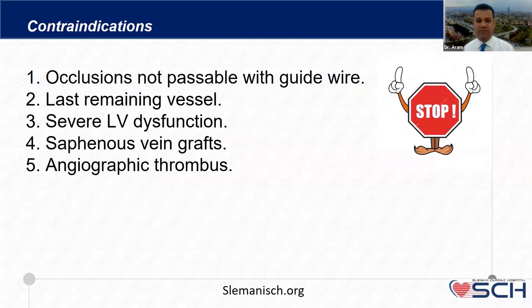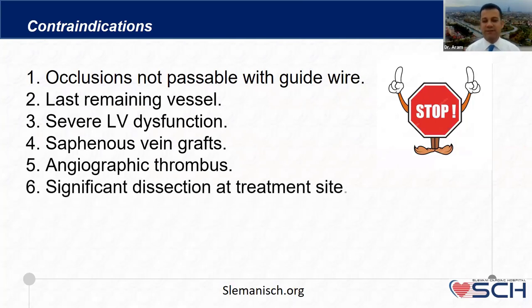Thrombus: definitely when you have thrombus, you shouldn't go. You shouldn't do rotablator when you have a dissection, until the time of healing of the dissection. For instance, if a patient is referred to you after trying another center with balloon dilatation and has a dissection, you should wait at least 6 to 8 weeks for the dissection to heal.